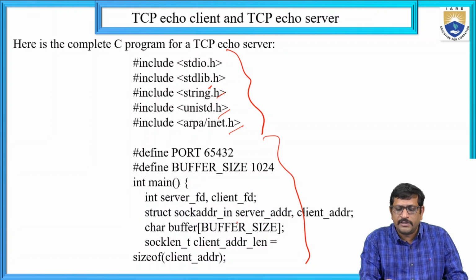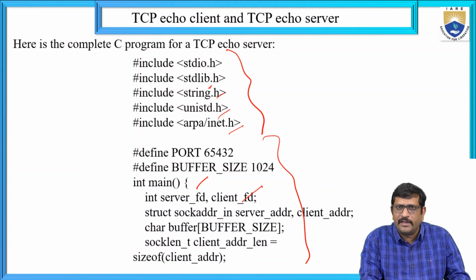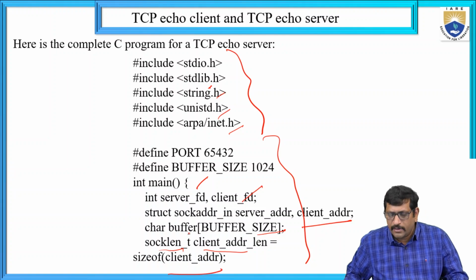Now this is the initialization. We are initializing, that is declaring, the server file descriptor and the client file descriptor. Then struct sockaddr_in for the server address and client address, and a char buffer of the buffer size. We are also declaring the socket length, the server socket length and client socket length, and the size of the client address can be assigned.